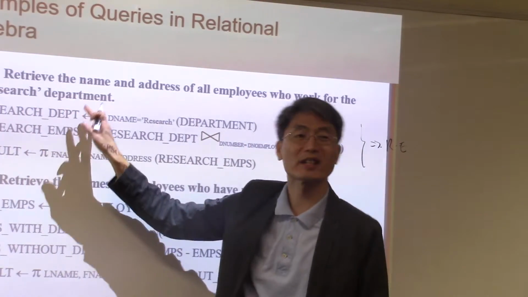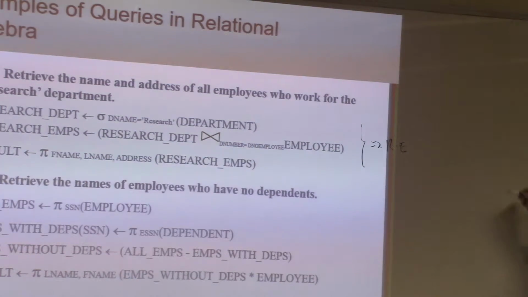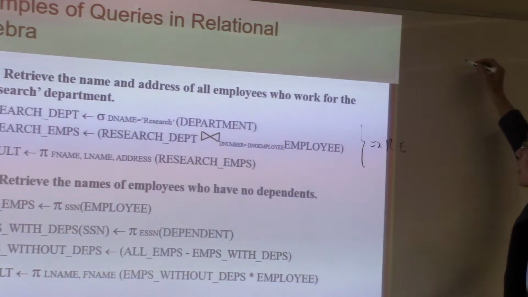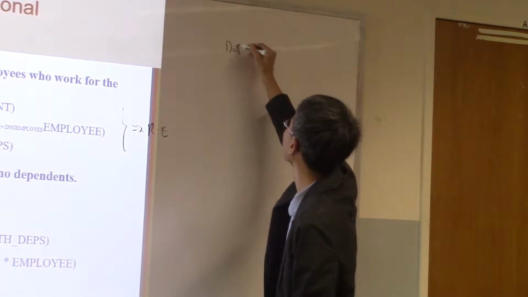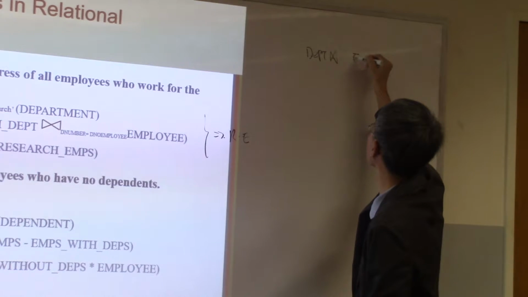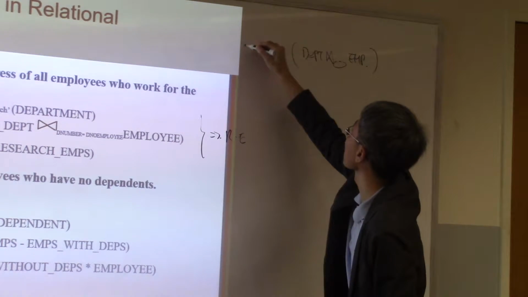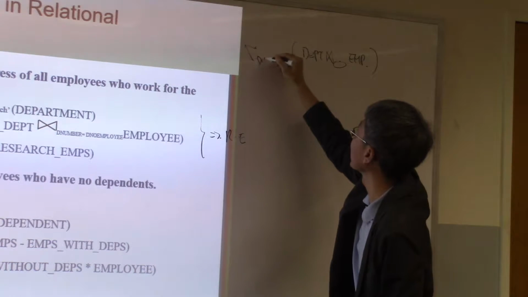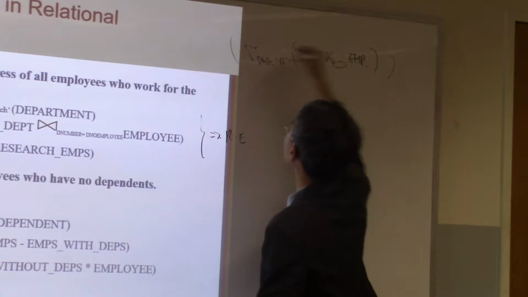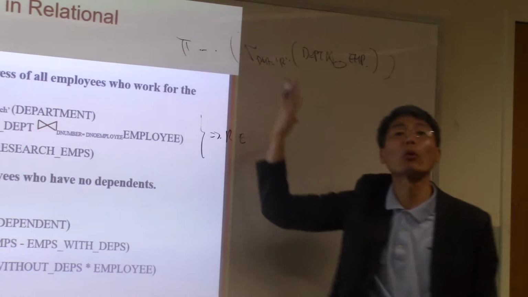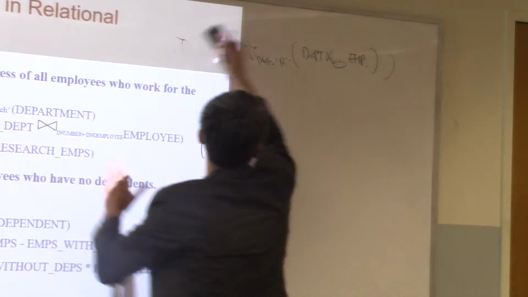Okay, sometimes it's much easier to understand, or it depends on your preference. For example, in this case, we can use the department join with the employee and join condition. Then select the D name. It's a research department. Then apply the projection. It will be one. Okay, but you can separate by the operation. So it's up to you.